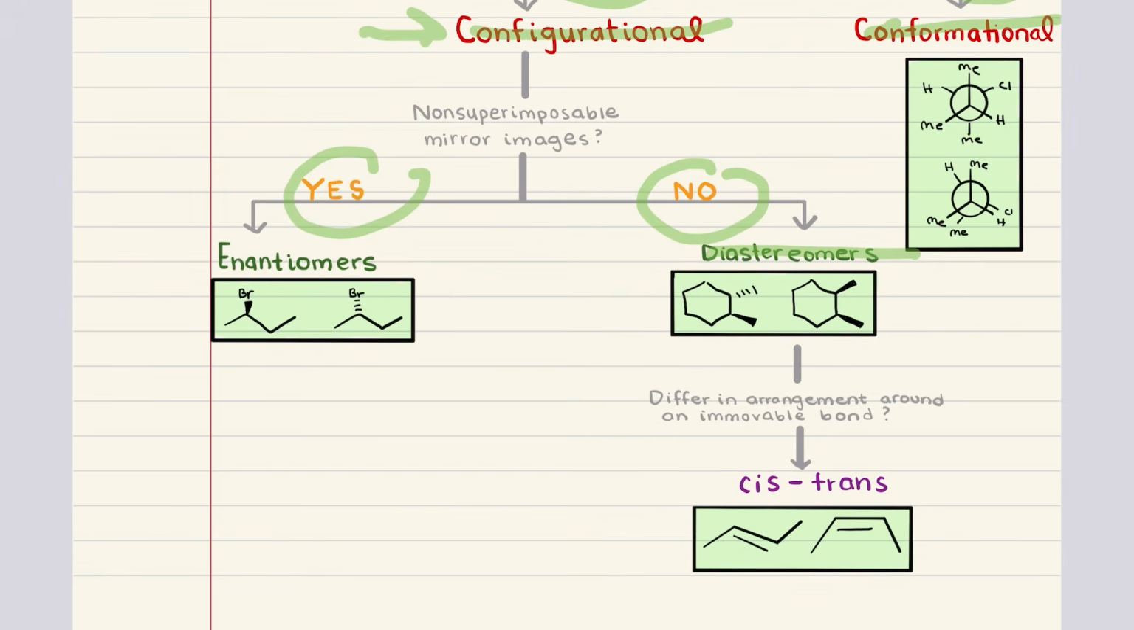Within diastereomers, we can further ask, do these isomers differ in arrangement around an immovable bond, such as a double bond or a ring structure? If the answer is yes, we classify them as cis-trans isomers, also known as geometric isomers. This can occur due to the restricted rotation around double bonds or within cyclic systems, where substituents are either on the same side, cis, or on opposite sides, trans, of the molecule.